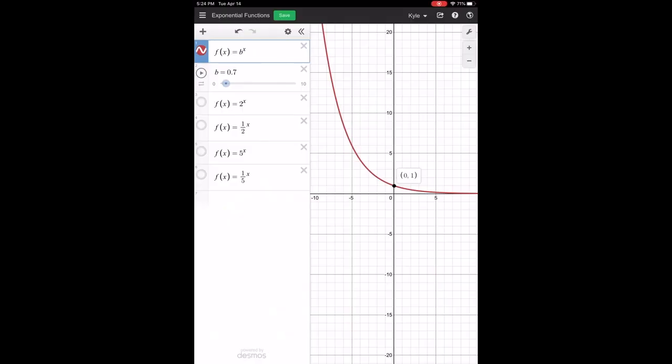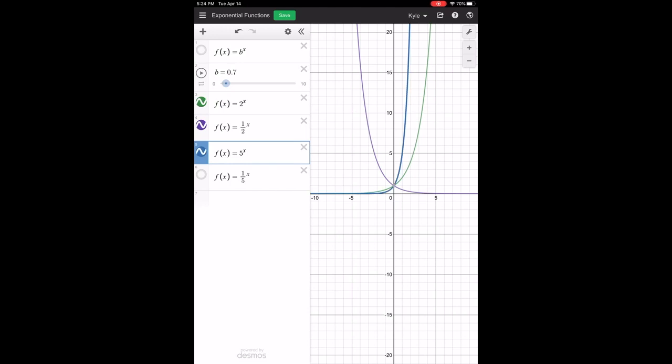So I'm going to unclick this box, so I'm not worried about graphing these parent functions anymore. Instead, let me graph what we have here. So we have f of x equaling 2^x. Then we have (1/2)^x, 5^x, and we have (1/5)^x. You'll notice in each of these cases where there is decay and where there is growth.